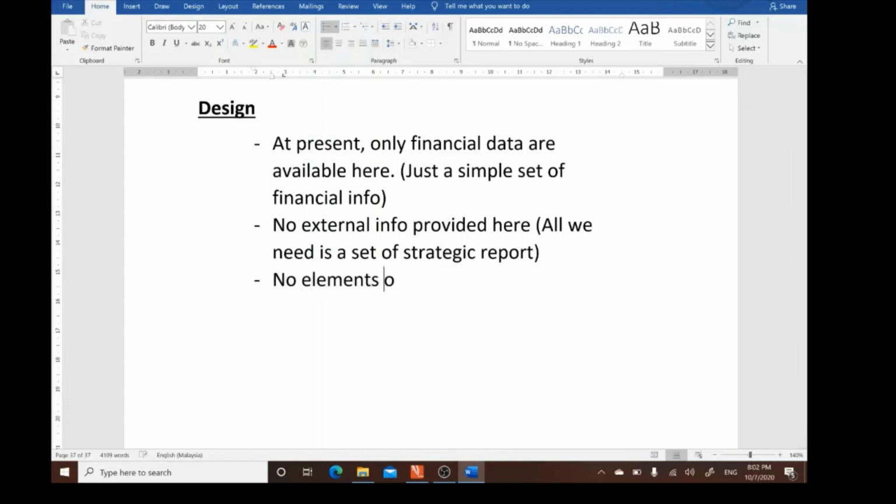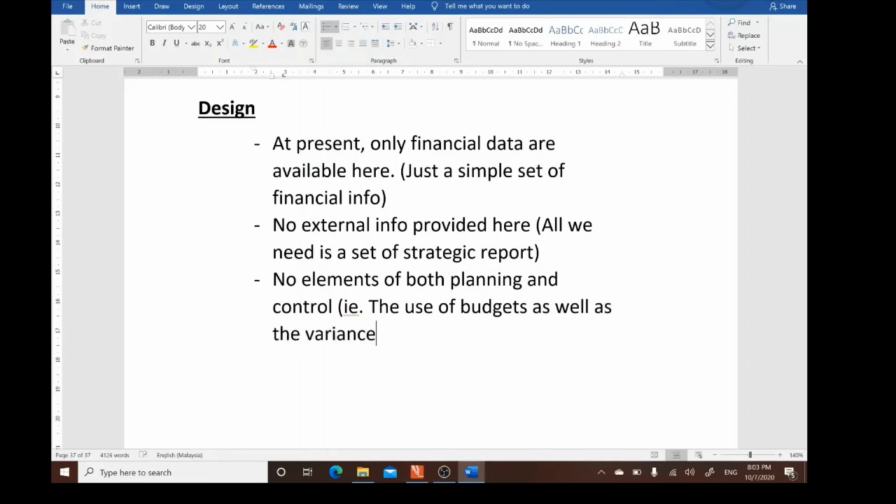Now, there is no element of both planning and control. That is seen to be another problem right here. When I talk about no planning and control, we are talking about the use of budgets. Do we actually have a set of budgets, for example for the next couple of years? So far there is none, as well as the variances for our business.